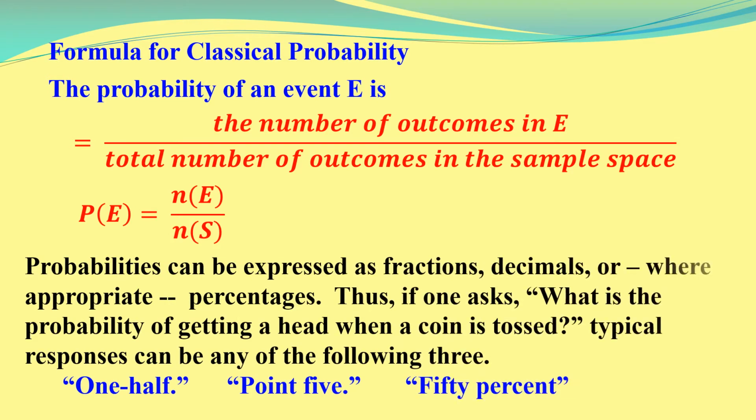Probabilities can be expressed as fractions, decimals, or, where appropriate, percentages. Thus, if one asks, what is the probability of getting a head when a coin is tossed? Typical responses can be any of the following three: 1/2, 0.5, or 50%.